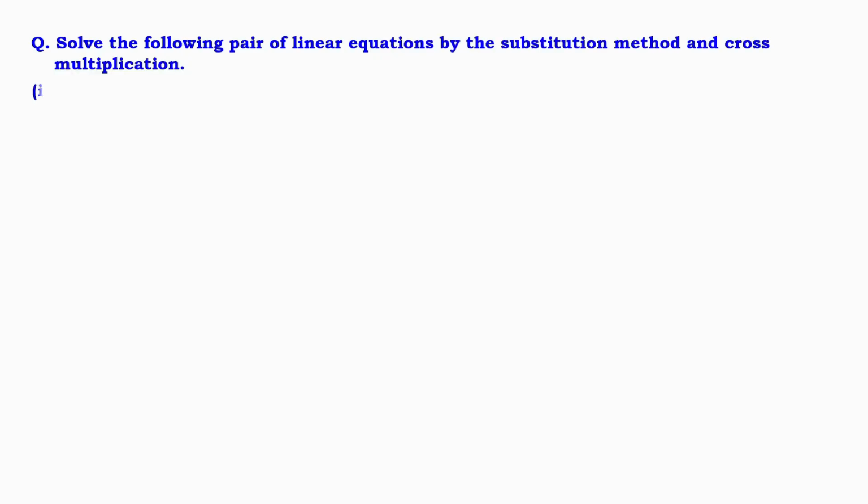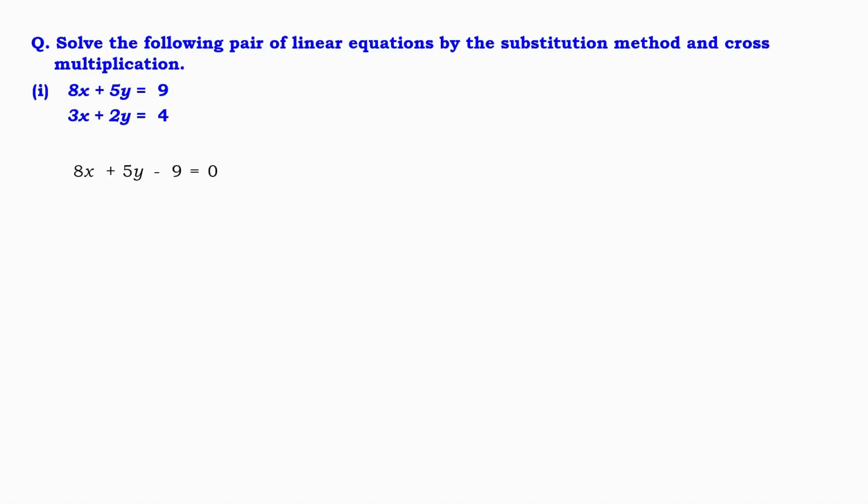Let us solve this question using the cross multiplication method. We are given two equations. First equation, 8x plus 5y equals 9. Second equation, 3x plus 2y equals 4.